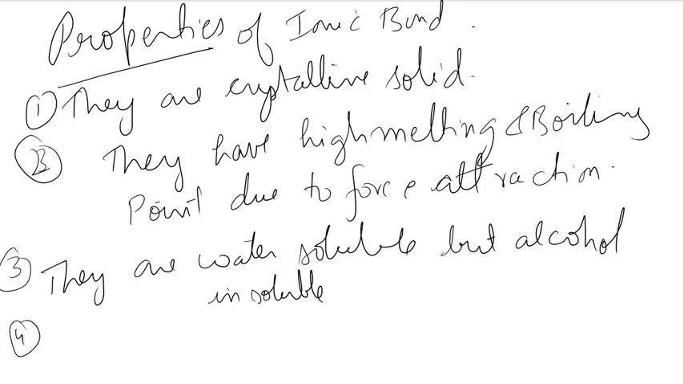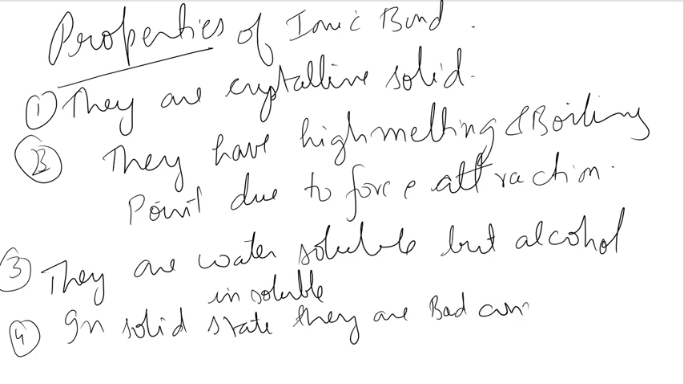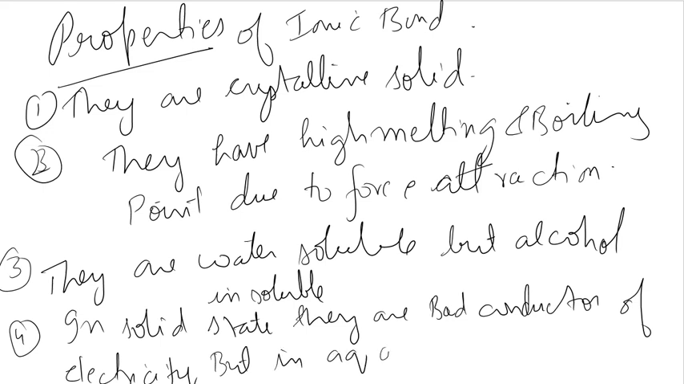Last property of ionic bond: in solid state they are bad conductors of electricity. But in molten state and in aqueous state they are good conductors. Remember that. In aqueous or molten state they are good conductors.